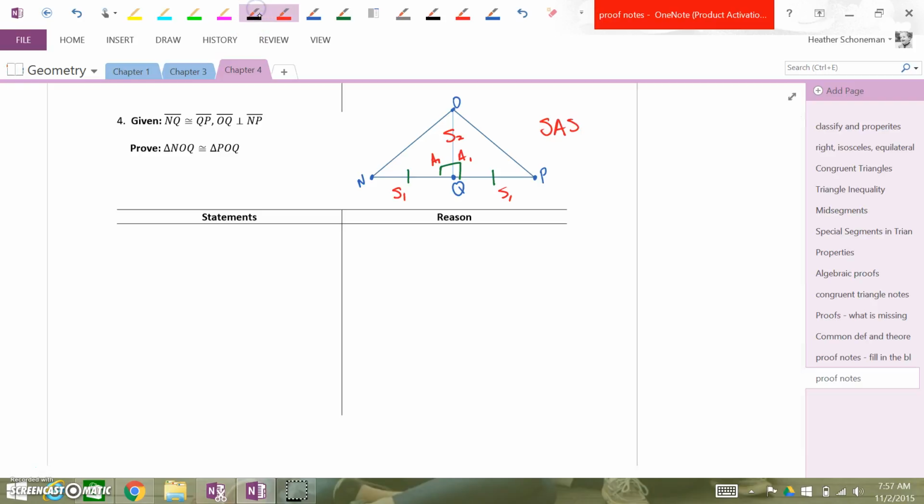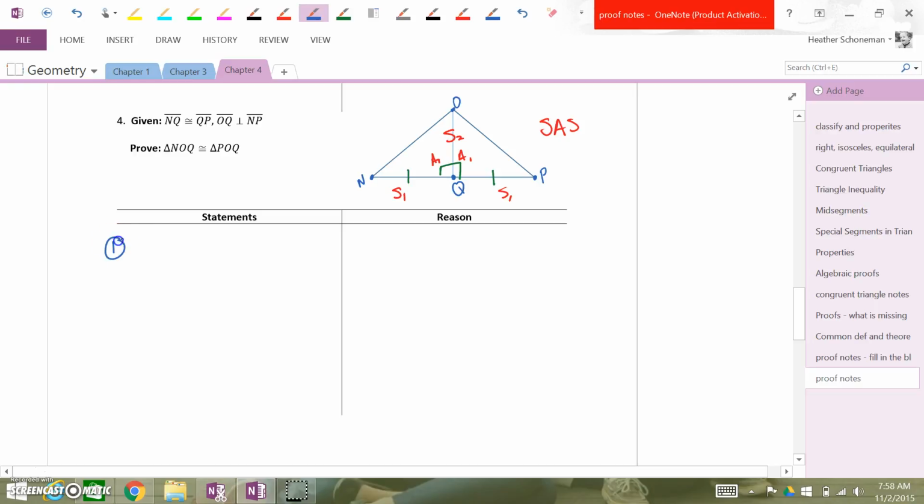Now some people might be wondering if we could do hypotenuse leg. We can't. These are the 2 hypotenuse. We don't know information about those. We can't use those. Doesn't work. Okay, side angle side it is.